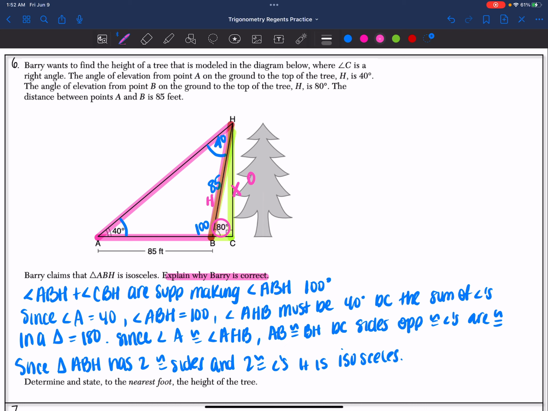And I know that I have my hypotenuse. So if I'm using SOHCAHTOA, and I want to use which function uses opposite and hypotenuse, that's going to be sine. So sine of what? Sine of 80 is equal to opposite, which is x, over hypotenuse, which is 85. So x is equal to 85 sine of 80.